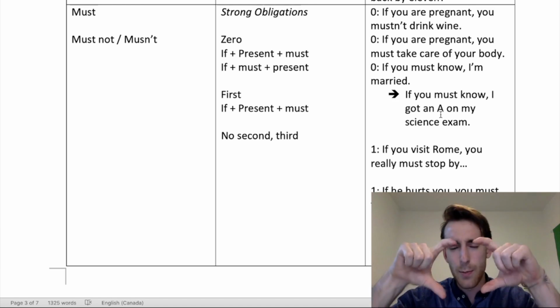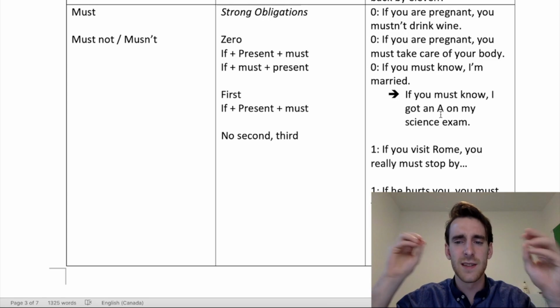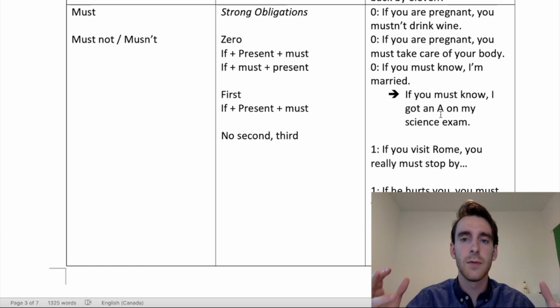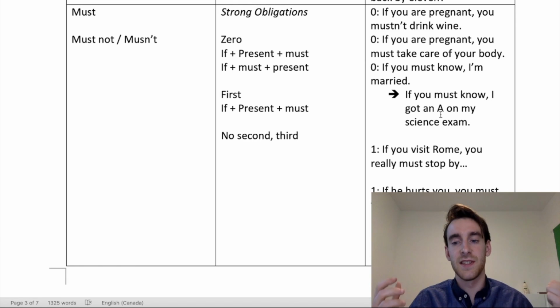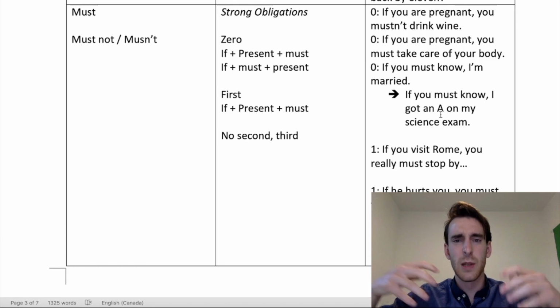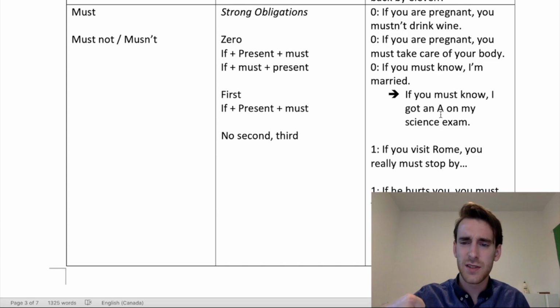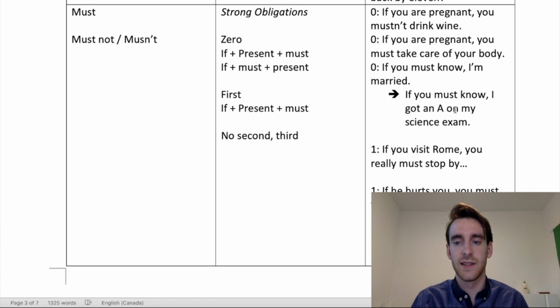Remember, don't think in a box. Think logically. Does it make sense? If you must know right now, if you must know, I got an A on my science exam. Maybe my friend really wants to know my grade, and I don't feel like telling him. I don't want to brag that I got an A. But he's really prying and he really wants to know. So I say, if you must know, I got an A on my science exam.